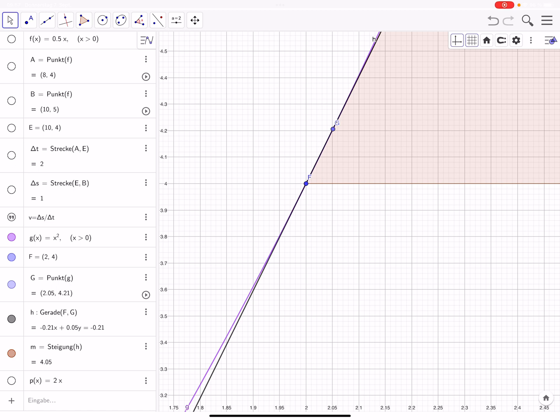So now there's only a difference of 0.05 seconds between the 2 points. And this is how we measure the momentary speed also if we look at a car or a bike. And you will see what happens if 2 points are exactly on top of each other.